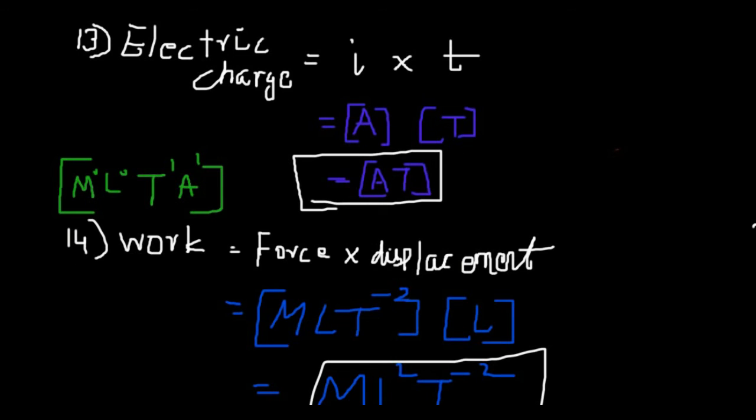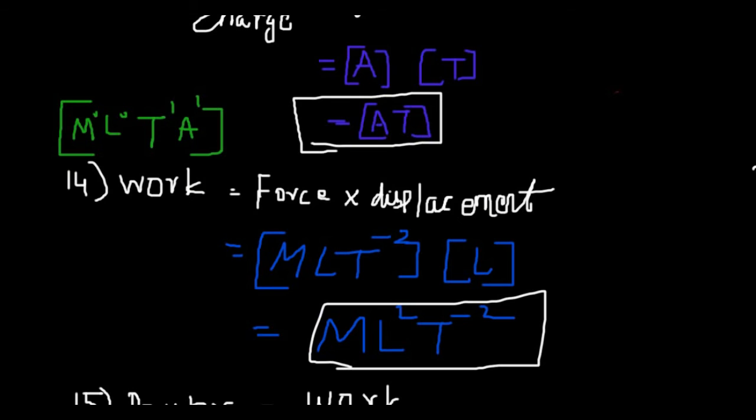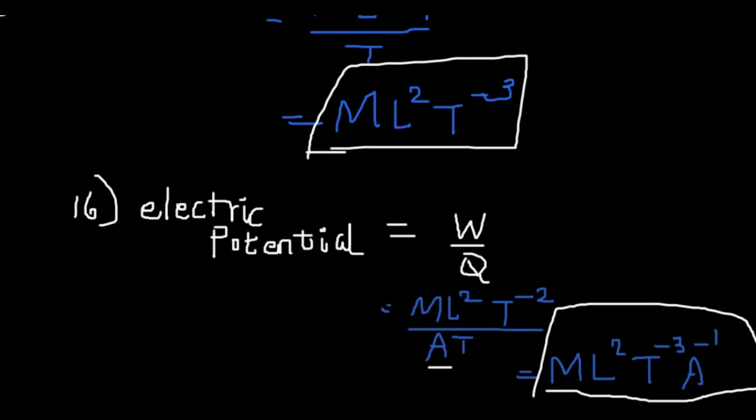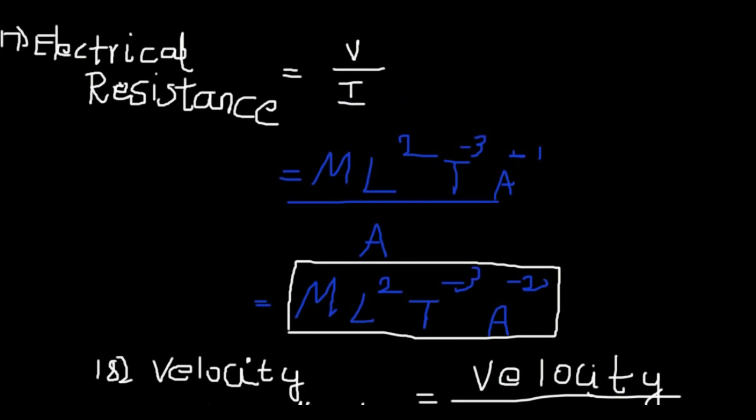The next one is electrical charge. It is represented as M power 0 L power 0 T power 1 A power 1. It is shortly represented as A T. And the next one is work. The dimensional formula for work is M L squared T power minus 2. The dimensional formula for power is M L squared T power minus 3. The dimensional formula for electric potential is M L squared T power minus 3 A power minus 1. And the dimensional formula for electrical resistance is M L squared T power minus 3 A power minus 2.